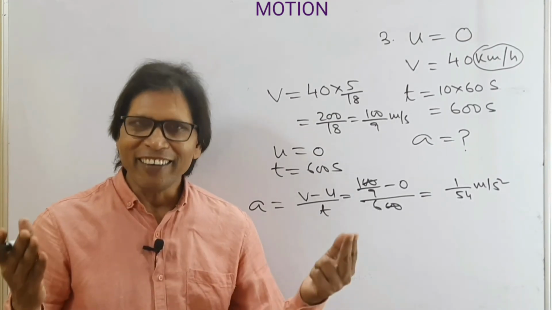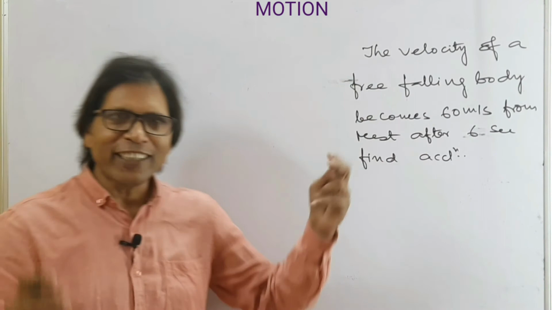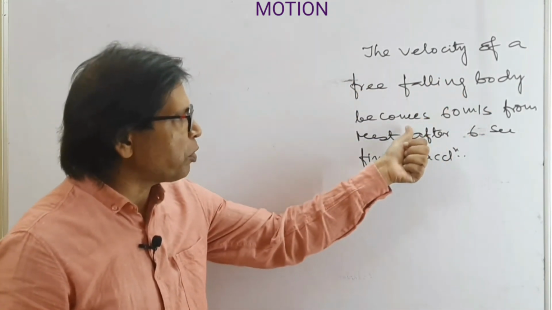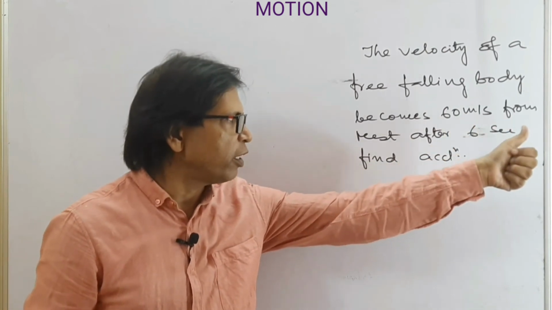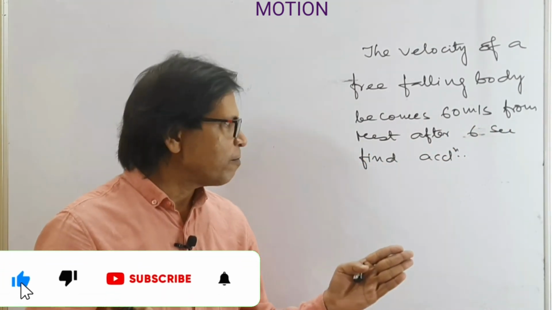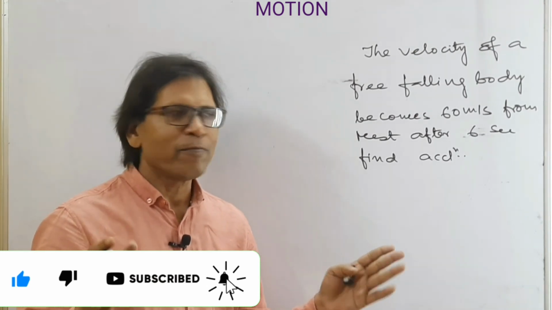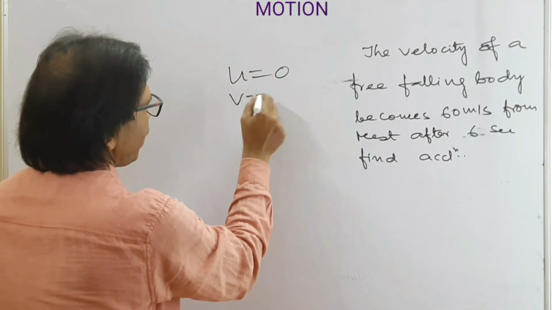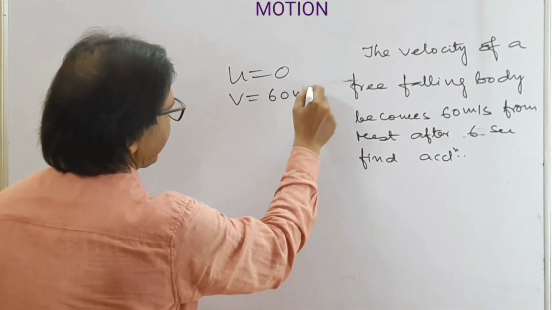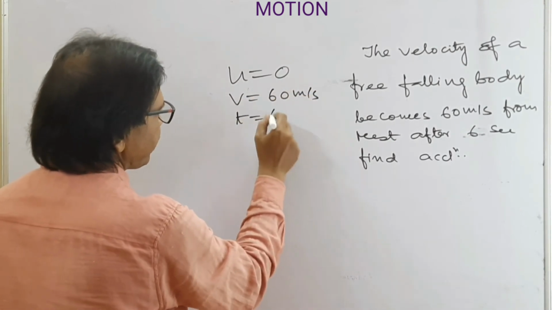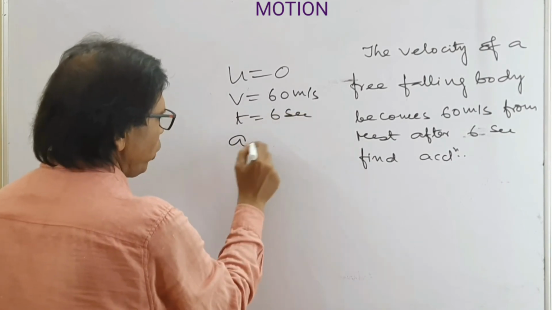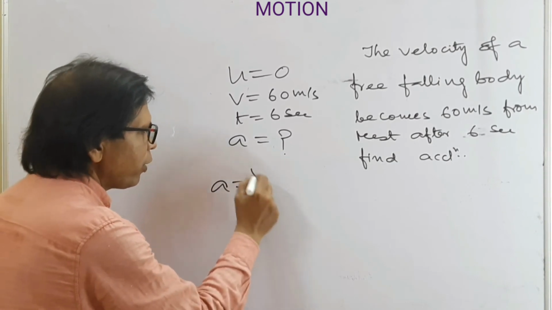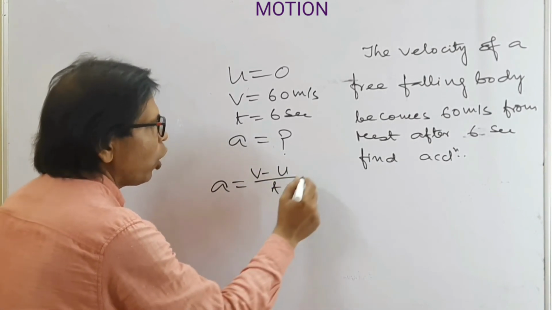Okay. Now next, this is the last numerical. The velocity of a free falling body becomes 60 meter per second from rest after 6 seconds. Find the acceleration. Here u equals 0, v equals 60 meter per second, t equals 6 seconds. So look at this, we have to calculate the acceleration. Now a equals v minus u by t. What is the v?